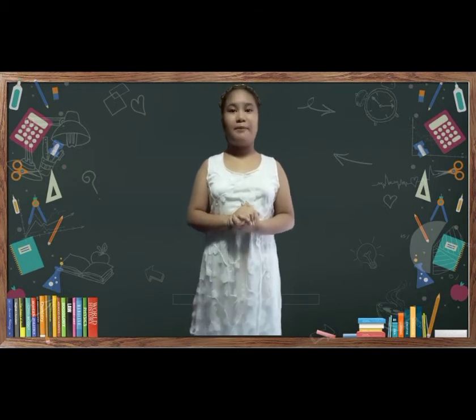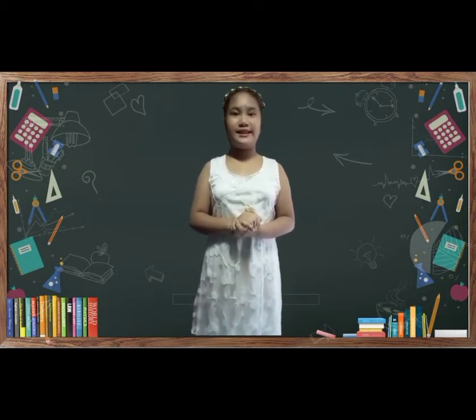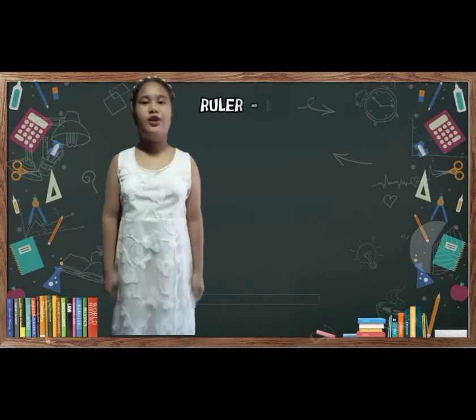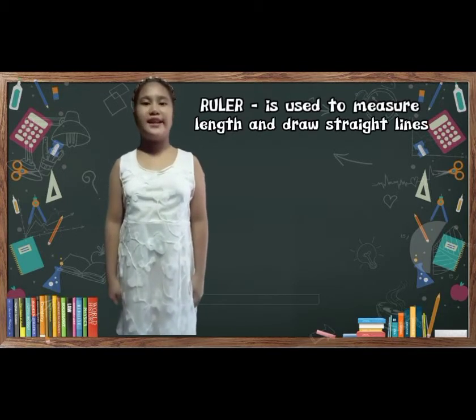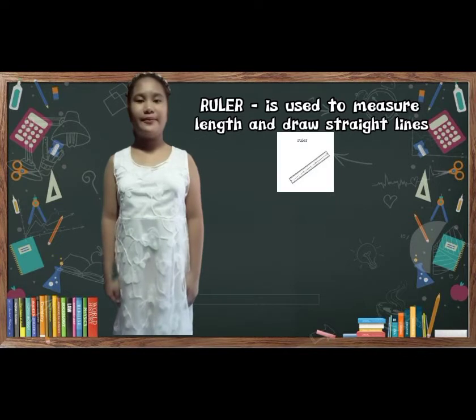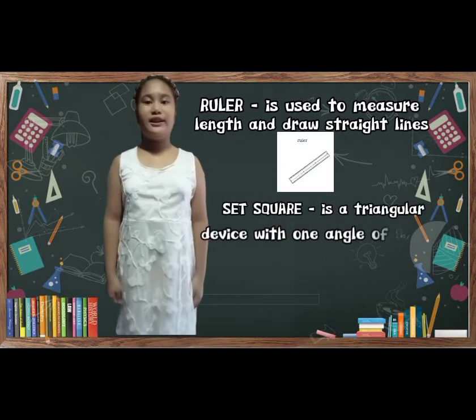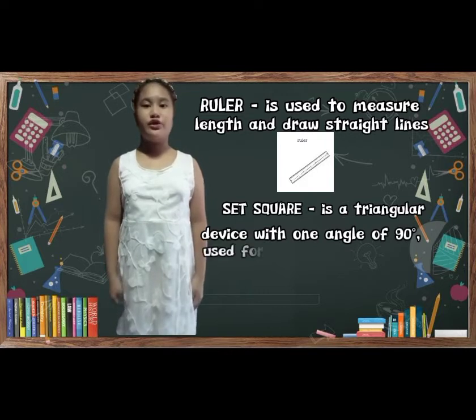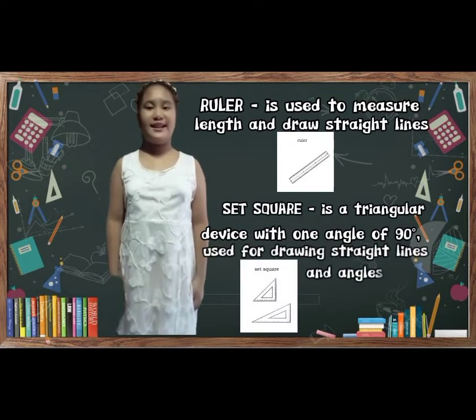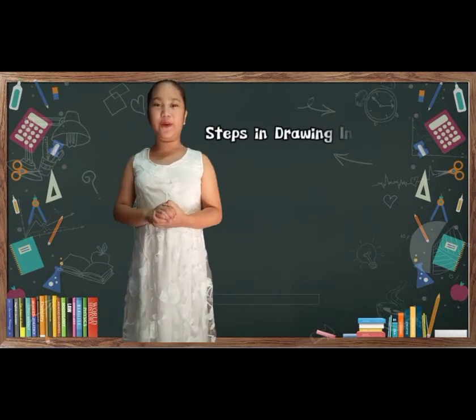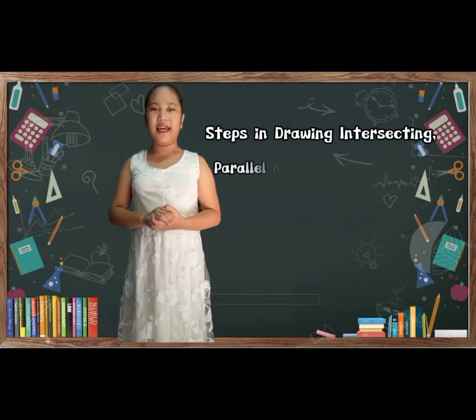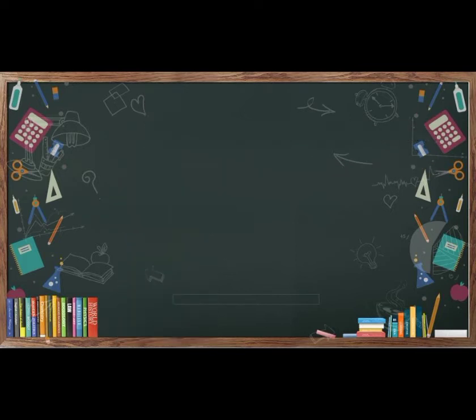After knowing the description of intersecting, parallel, and perpendicular lines, let us practice how to draw these lines using ruler and set square. A ruler is used to measure length and draw straight lines. A set square is a triangular device with one angle of 90 degrees used for drawing straight lines and angles. Steps in drawing intersecting, parallel, and perpendicular lines.